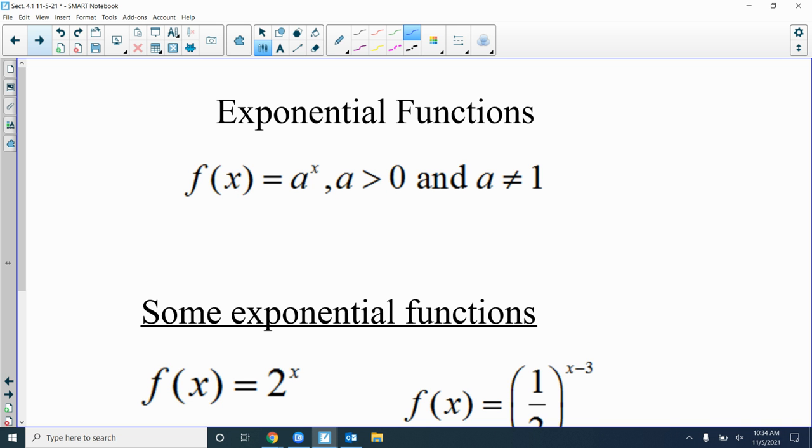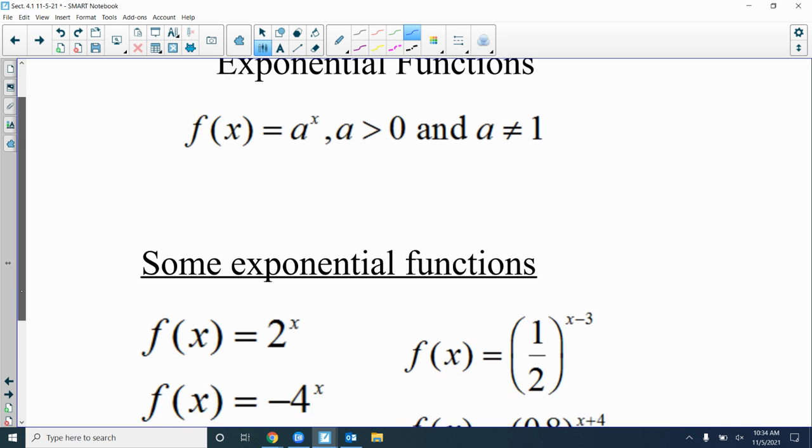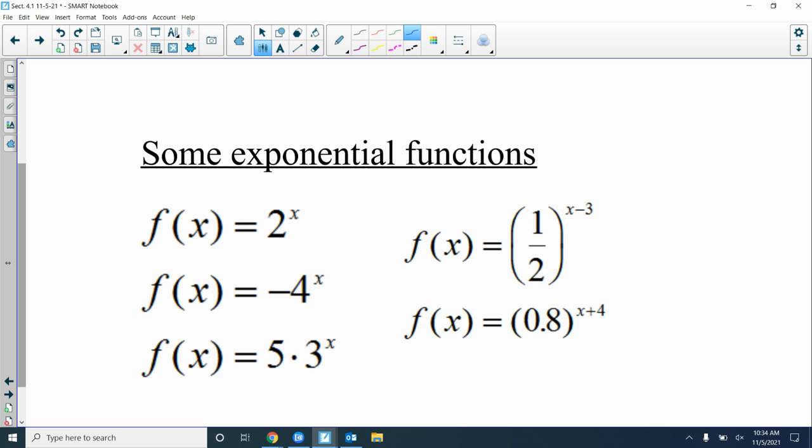So you cannot take a negative number to that power. Now here are some exponential functions. I just said you can't take a negative number to the power, but why is the second one okay? Really, what's the only thing being taken to the power? The 4. There's a negative in front of it, but it's not being taken to the power. What you can't do, this does not qualify as an exponential function.